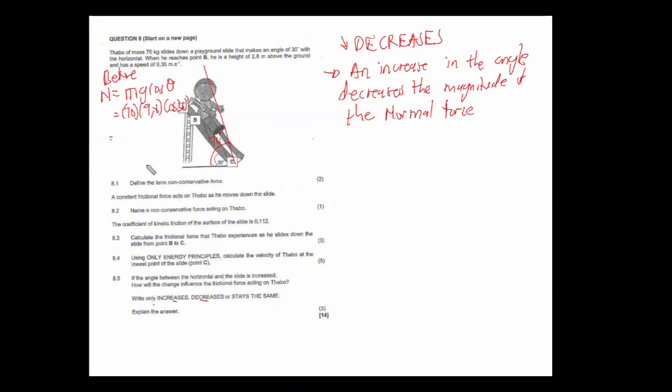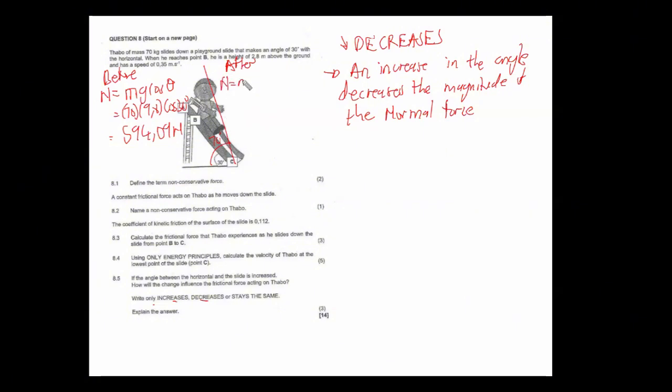Our normal force is only 594.09 newtons. But now the new one, which is after, let's say we increase. Remember, they said it's increased. They never said to what angle it increases to. But I'm just going to say hypothetically, let's say it increased to 70 degrees.